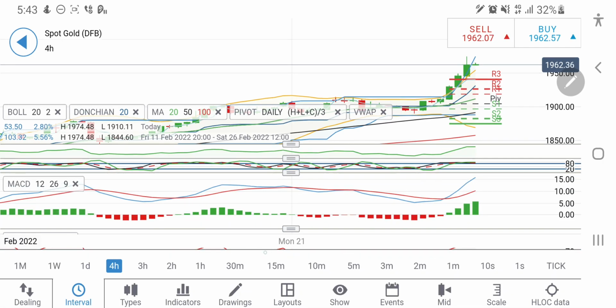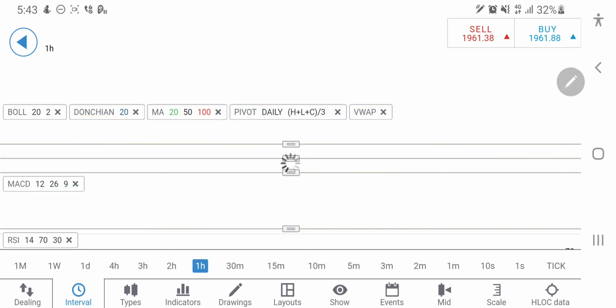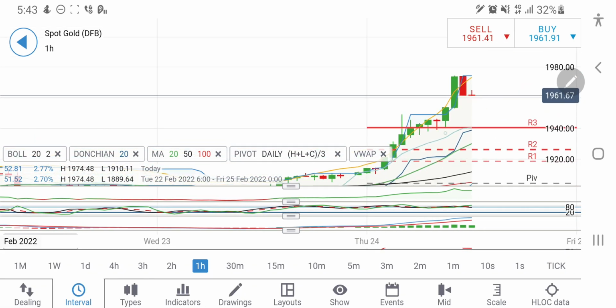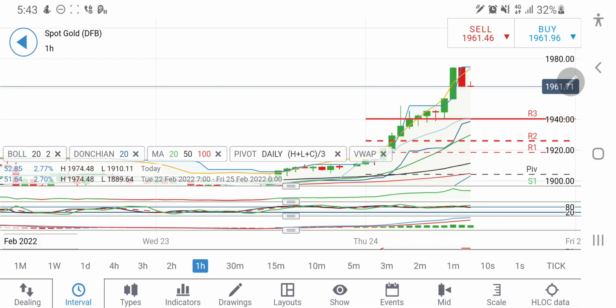MACD lines are wide and divergent, so it may try to cool down a bit before trying to resume the rally again. Now look at the 1-hour charts here. It may try to give a red candle, pulling it back towards 1947, 1940, and 1930 levels also going to come into the picture. So considering all this, let me give you the trading levels for the day.